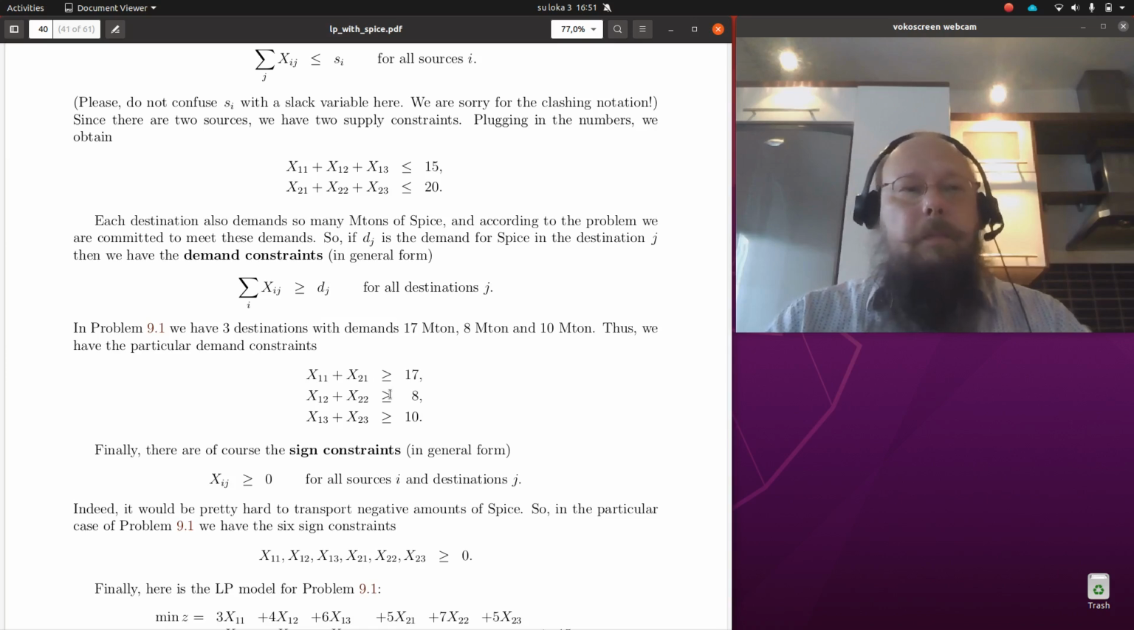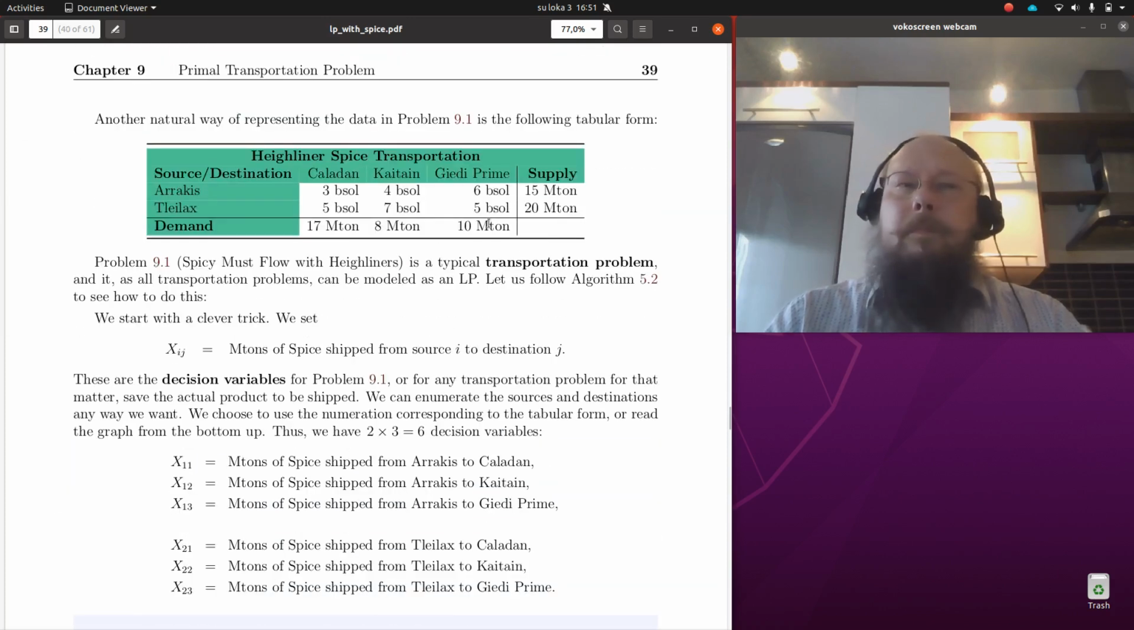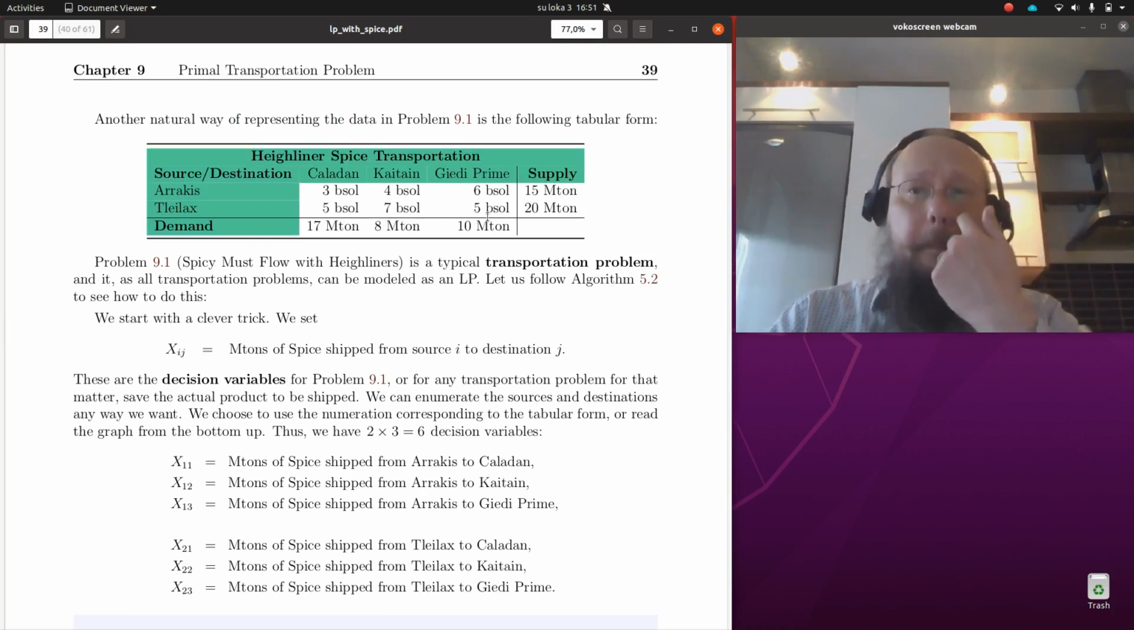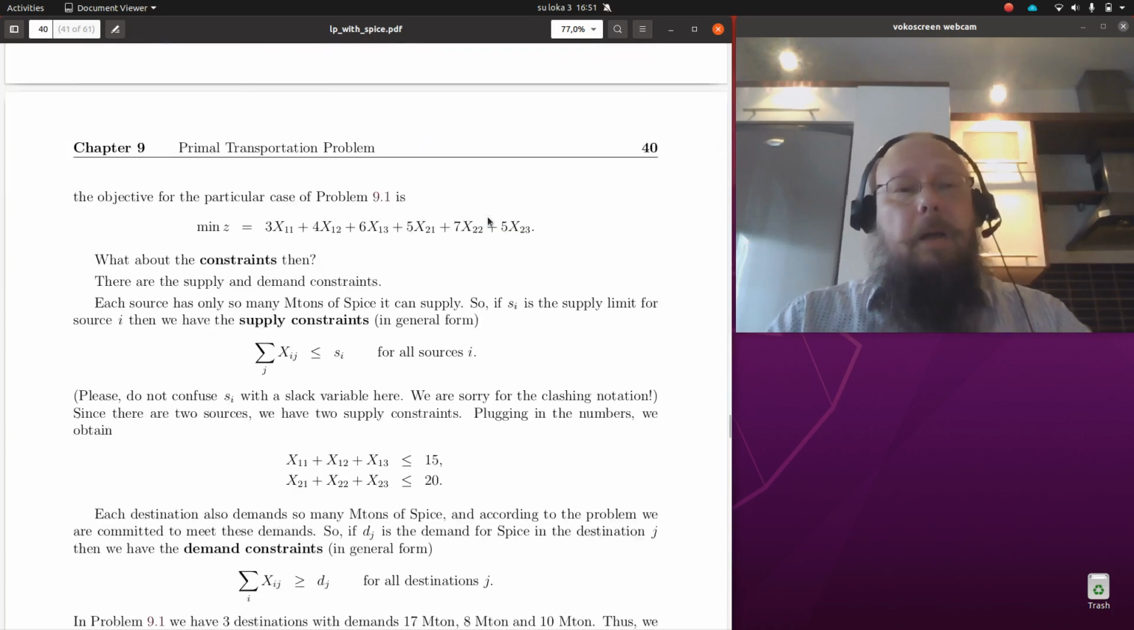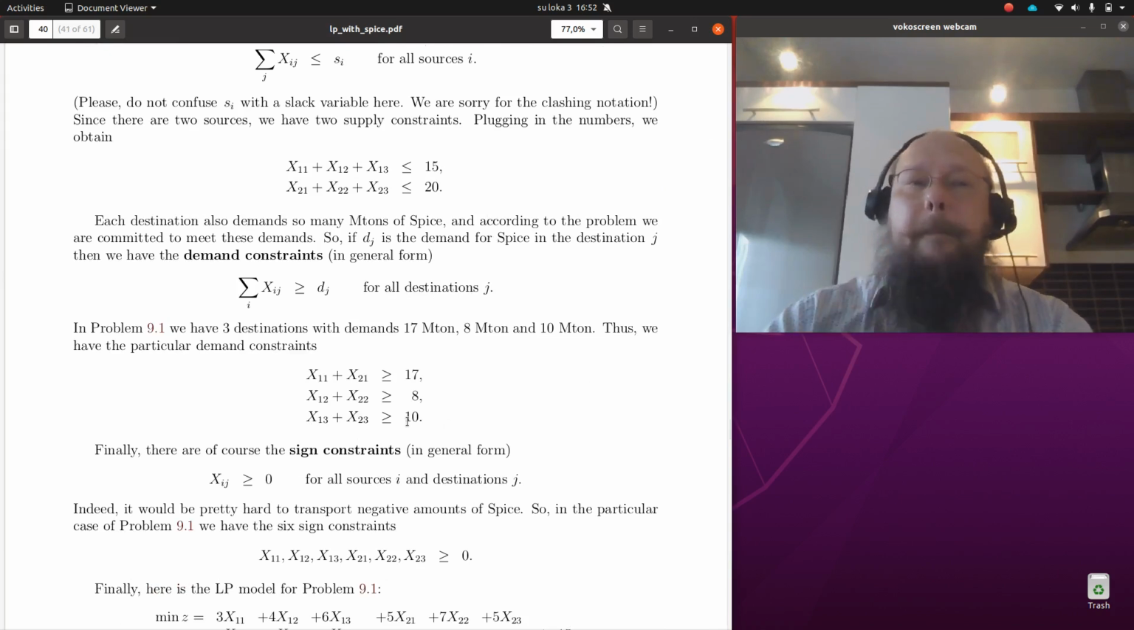Okay. And finally the 10 there, 10 is the demand of Giedi prime. Giedi prime had the index 3. And yes, so from 1 to 3 and 2 to 3 must be at least 10. So that's pretty much the modeling part.